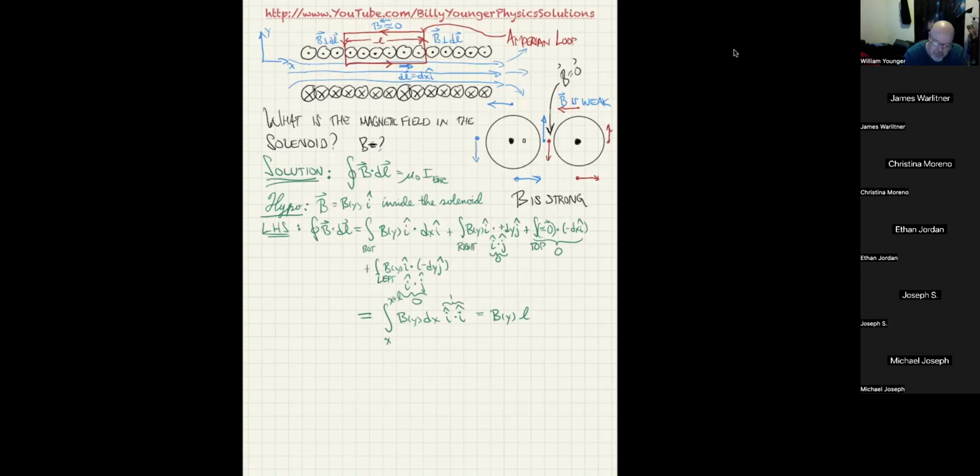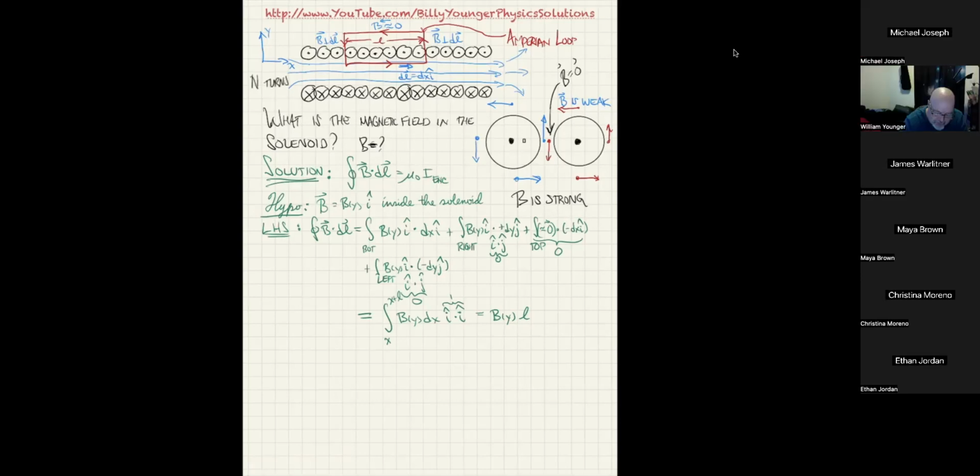Now, I'm going to assume that basically the solenoid has N turns, and L equals the length. So that means I can define something called lowercase n, which will be big N divided by L.